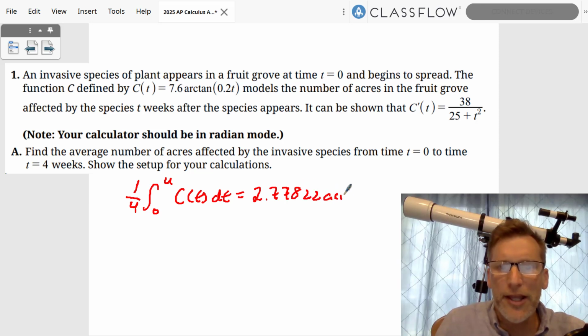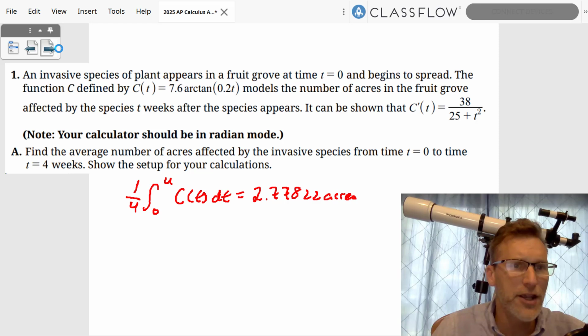2.77822 acres that are affected, and that is the average because C of T is in acres, dt is in weeks. That's acre-weeks divided by 4 weeks. That leaves us with an average number of acres. Let's go to part B.